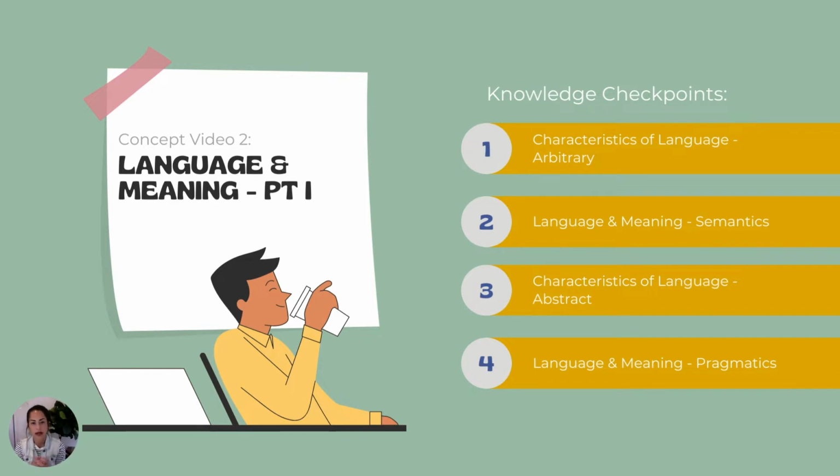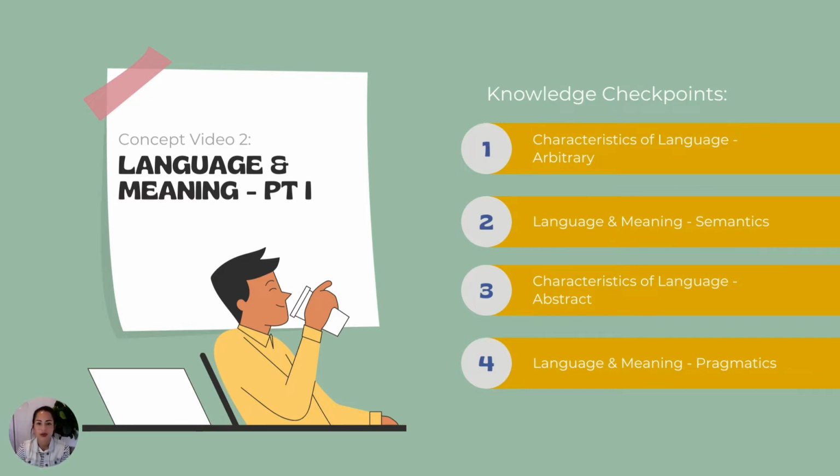So what I mean by that is, we're going to look at characteristics of language, and we're going to talk about them being arbitrary and abstract. In the next video, we'll talk about how they change over time. But in this video we're also going to be talking about language and its relationship to meaning, and we're going to talk about semantics and pragmatics specifically in that area. But in the next video, we will also talk about sociolinguistics. So for this video, this is what we're focusing on.